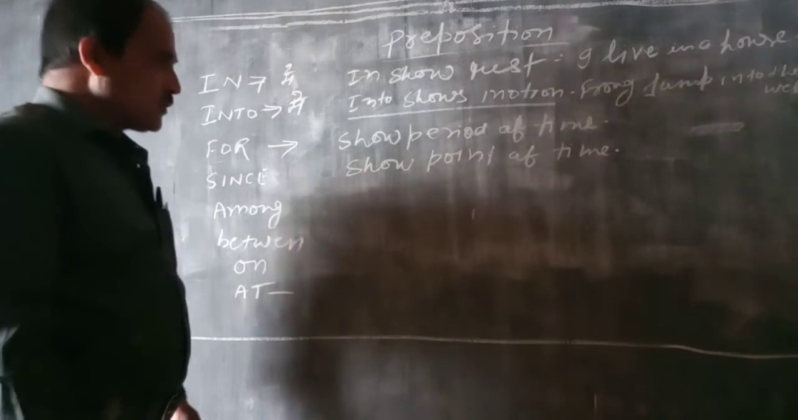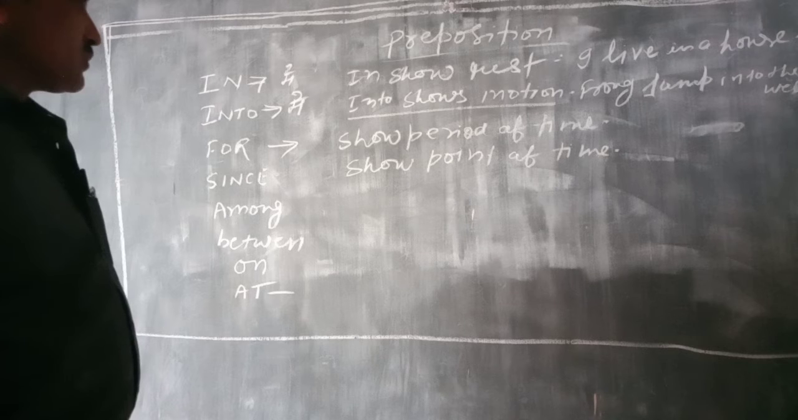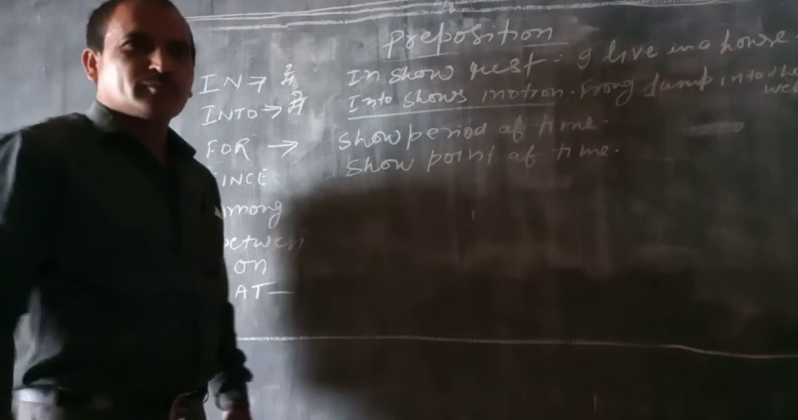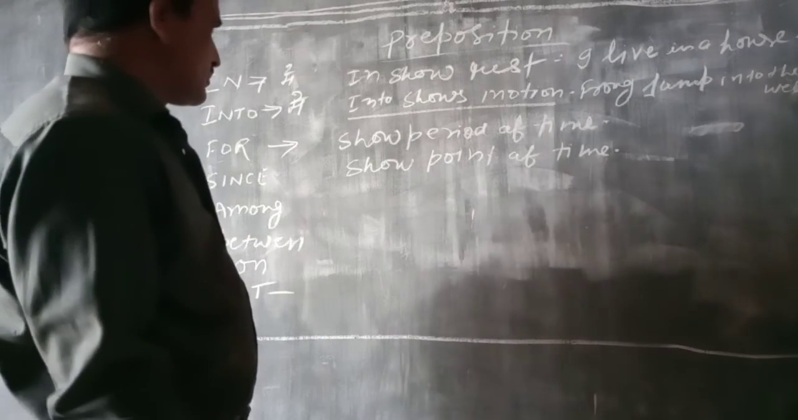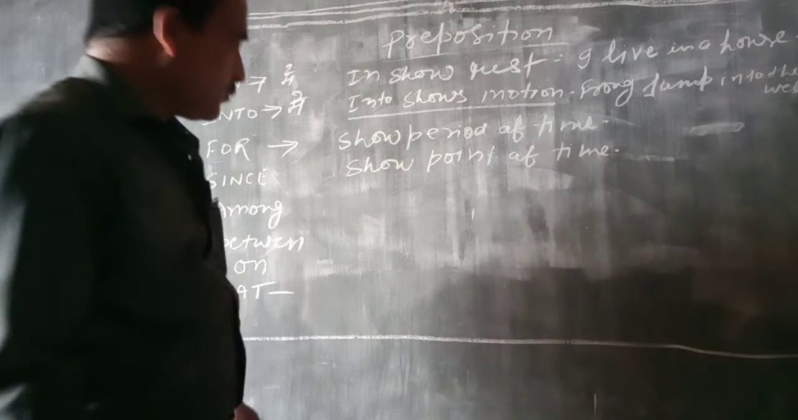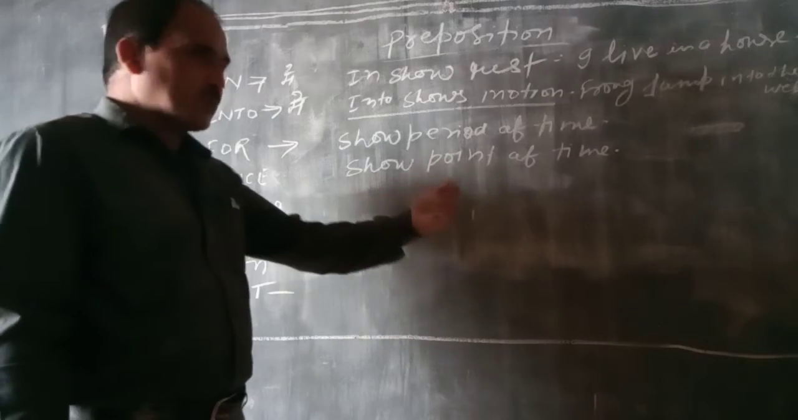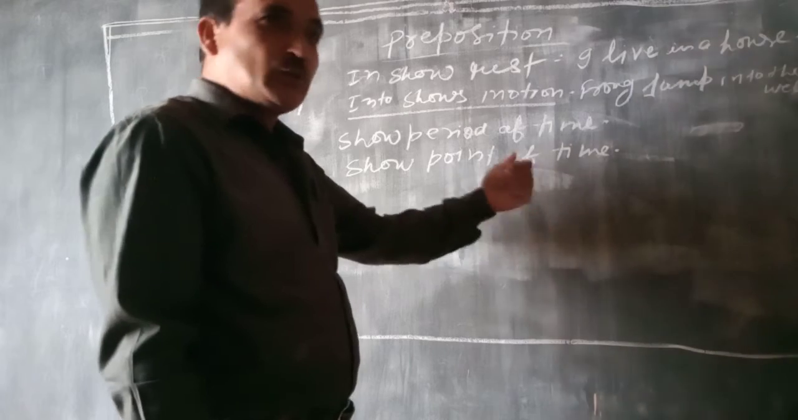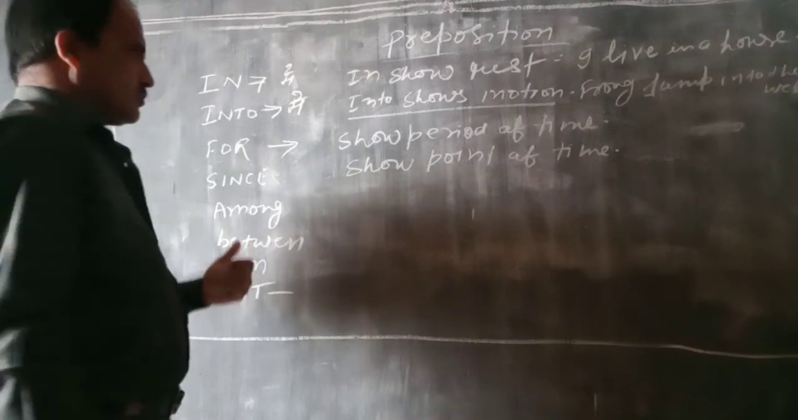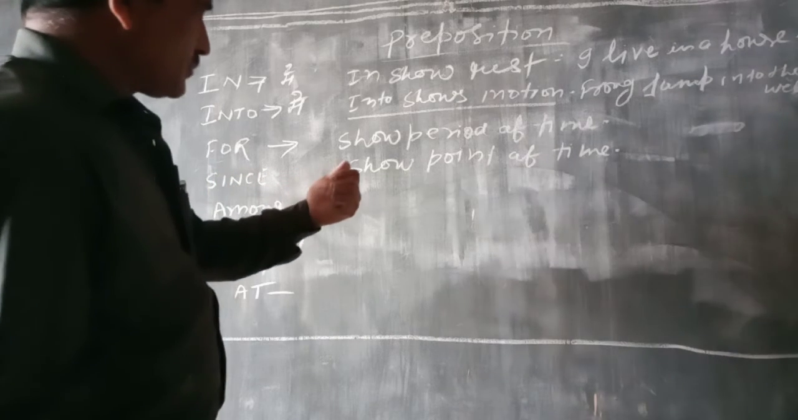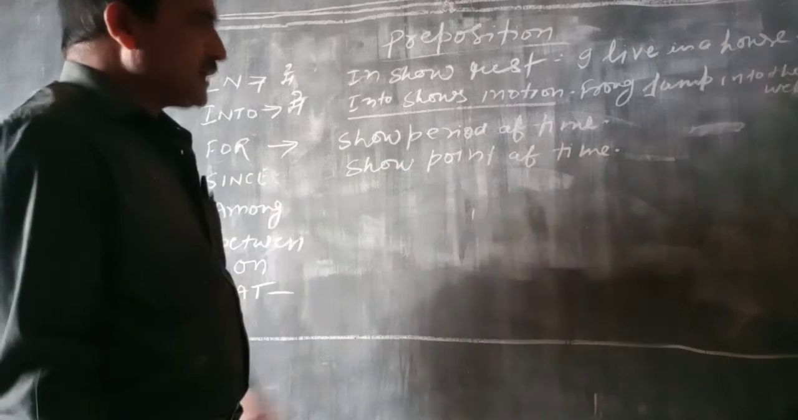And if you say, "I have been living in this area since 10 years," it will be wrong. Since 10 years is wrong. Why? Since needs a point of time, and here the time is not pointed, so you cannot use since. Then you can write, "I have been living in this area for 10 years."